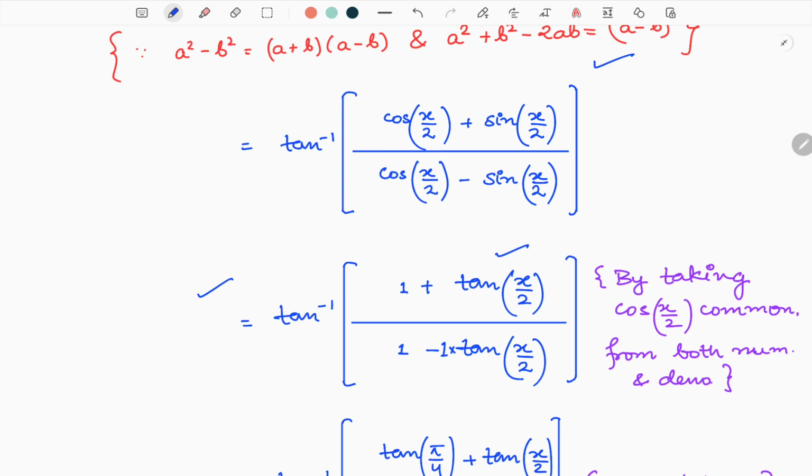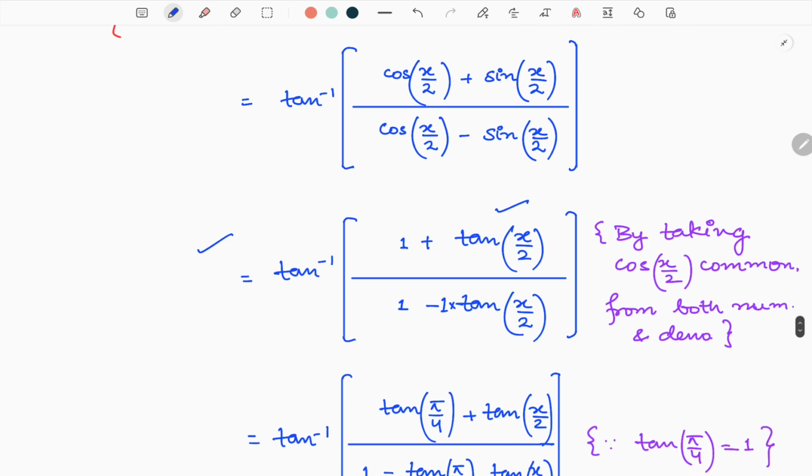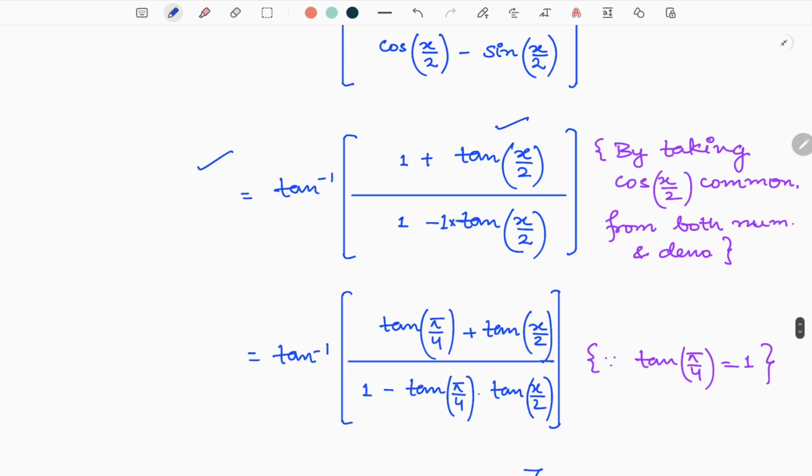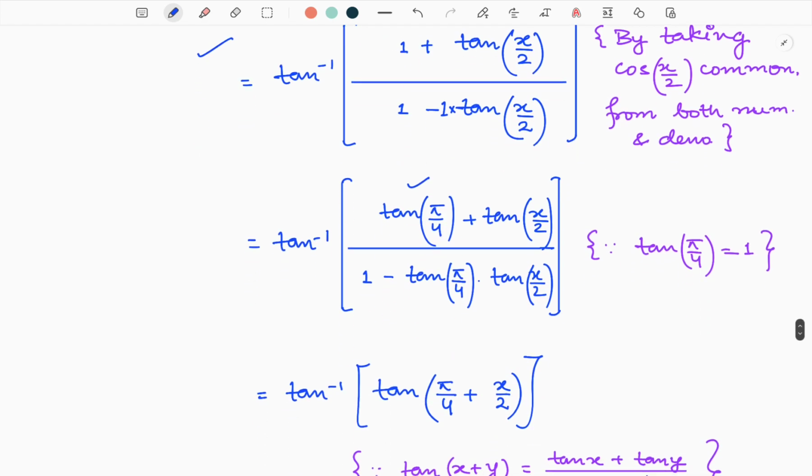Now in the numerator with tan x by 2 you can write 1 because it won't change its value, and there is a purpose to write 1 here, since we know that tan pi by 4 or tan 45 degrees is equal to 1. So in the place of 1 if we write tan pi by 4, and in the place of 1 in the denominator also we will write tan pi by 4, we will reduce this expression within the square bracket as tan of pi by 4 plus x by 2.